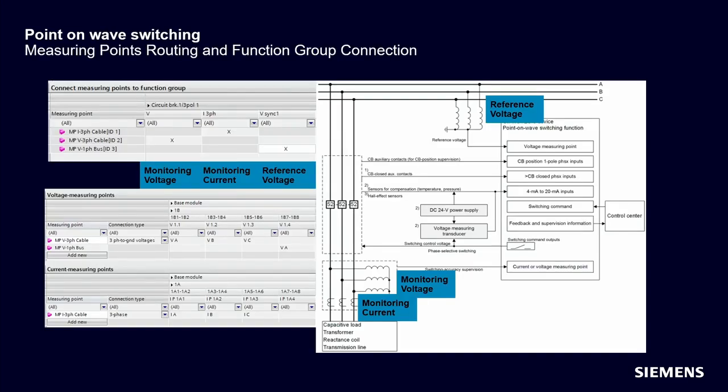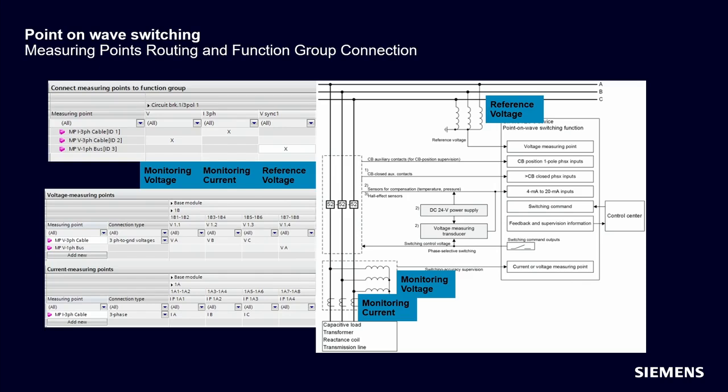Okay, once you have inserted the point-on-wave function in your device, the next thing to do is to connect currents and voltages. Here on the slide, the reference voltage is connected to Vsync 1. This voltage can be a one-phase or three-phase voltage. In our case, this is a one-phase voltage. Normal three-phase voltages and current for monitoring are connected on the load side. These are also routed by placing an X in the corresponding field.